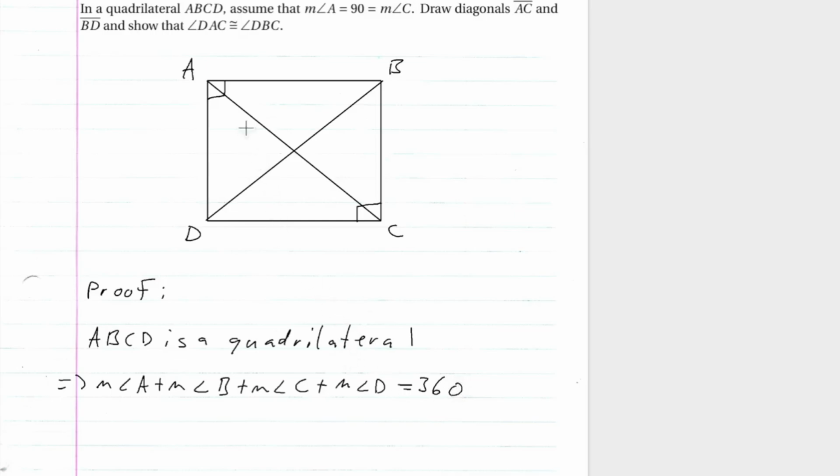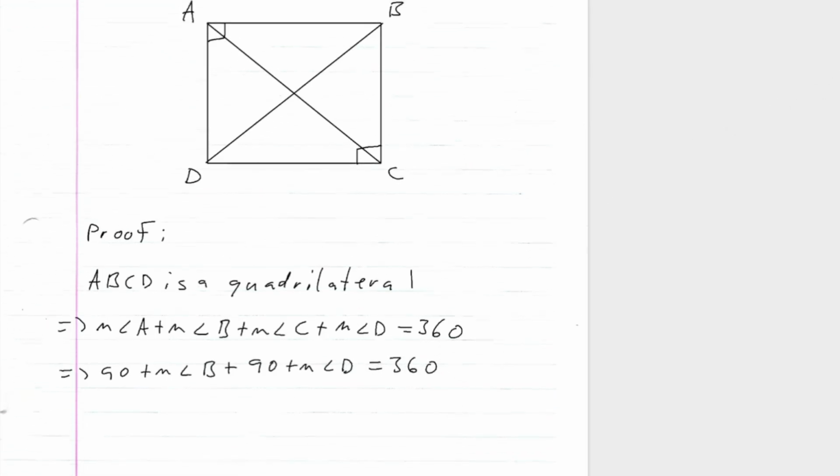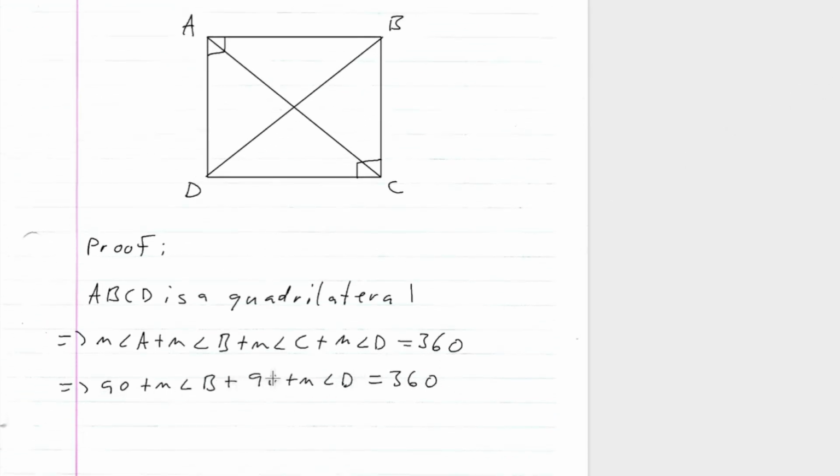Now, I already know that angle A is 90 and angle C is 90, right? So this implies that 90 plus the measure of angle B plus 90 plus the measure of angle D is equal to 360. If I subtract, so 90 plus 90 is 180, of course, if I subtract 180 from both sides, I get that the measure of angle B plus the measure of angle D is equal to 180.